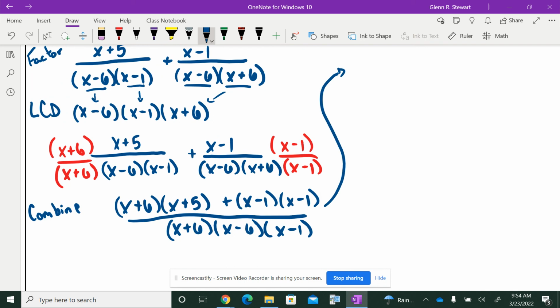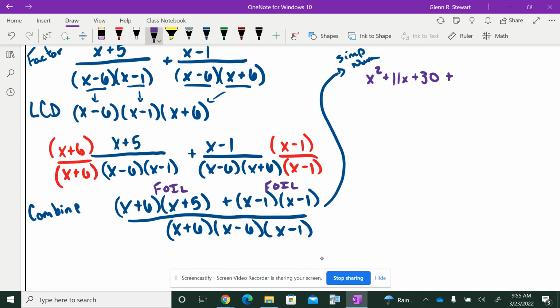Okay, so when I simplify my numerator, I'm going to have to FOIL the left and FOIL the right. So remember, first, outside, inside, last. This will become here x squared plus 11x plus 30. Okay, x times 5 gives me 5x, 6 times x gives me 6x. They add to give 11x, and then I multiply 6 and 5, and I get 30.